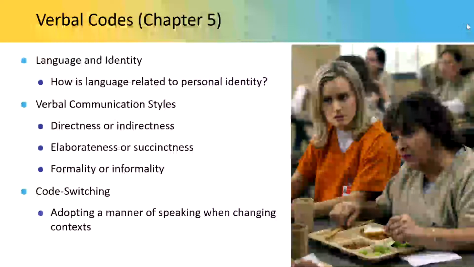Okay, the next idea that falls under verbal codes is verbal communication styles, and every culture has a certain style, and they talk about only 3 of the big ones. We talked about directness and indirectness when we were talking about high context and low context. So if you are from a low context culture, you believe that being direct is the way to go. If you are from a high context culture, you would value indirectness more.